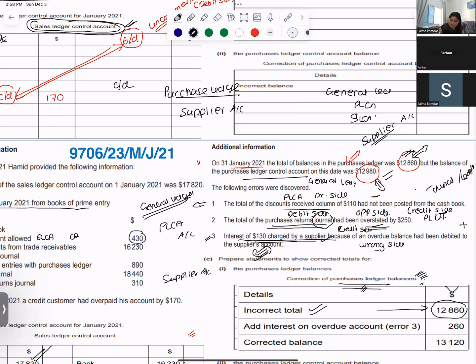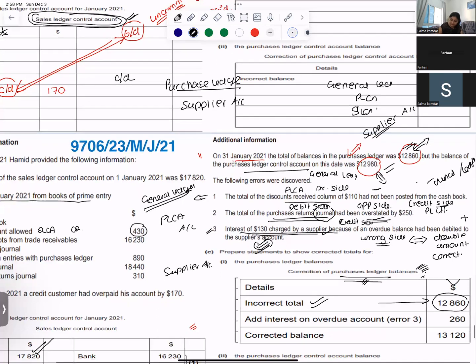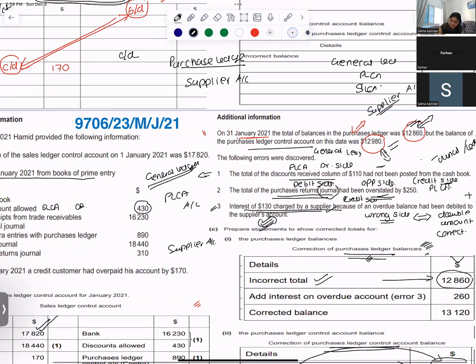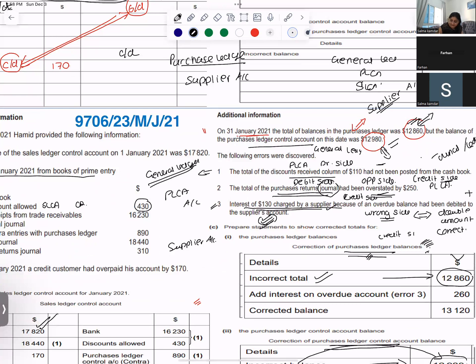Yes. So if you put it on the wrong side, what is the correction? So, miss, wrong side, the rectification would be correct side and double the amount. So one, correct side, so you will put 130 plus on the credit side. Credit side, so you will add or minus? Credit side, you will add.